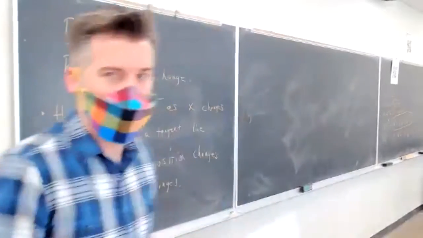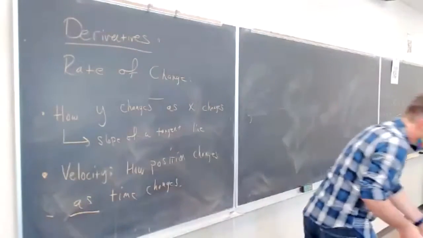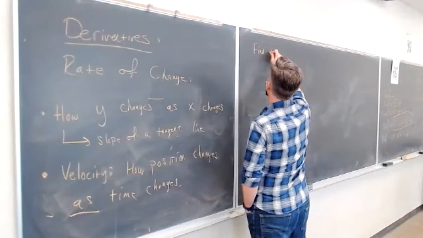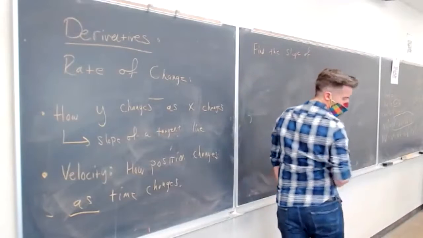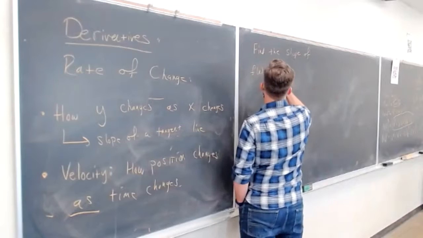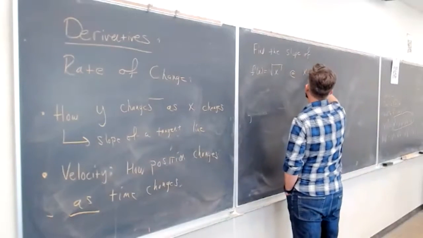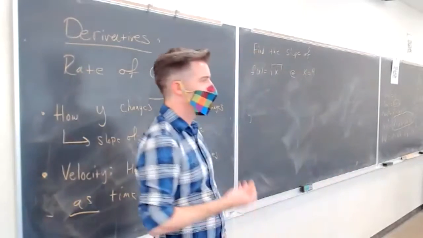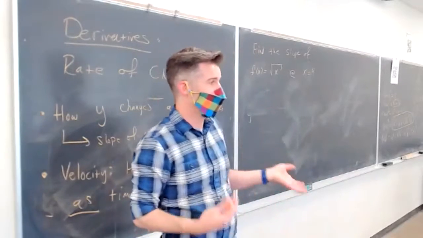So we want to build up to this a little bit, and we're going to talk about finding the slope. Let's find the slope of, what do we got here? Sure. f of x equal to the square root of x at x equals 4. So what we're going to do is we're not just going to do that right away, because we're pretending we don't have the tools to actually do that.